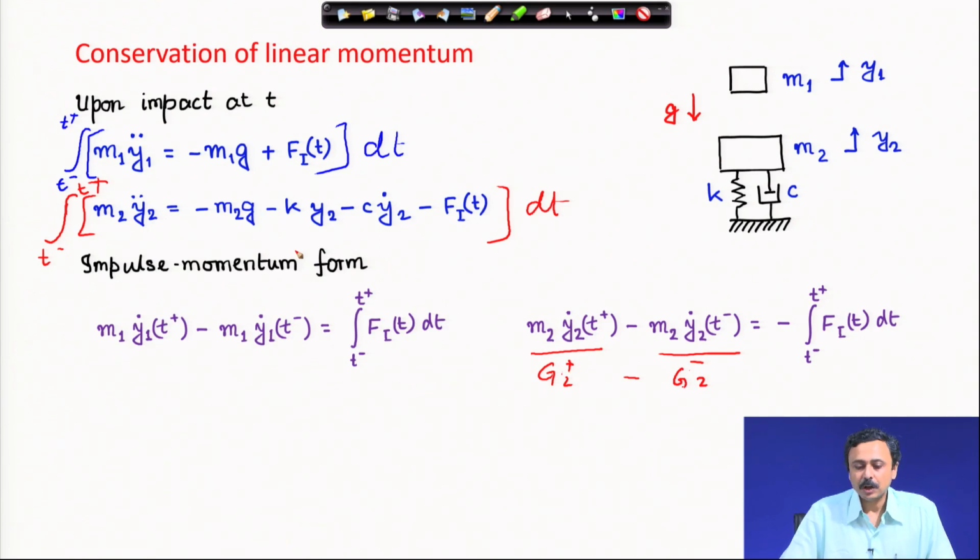Similarly, the mass m2 was, let us say, at 0 velocity, at rest, and it will hardly have time to move when that impulsive force has acted over that very short duration. It will hardly have the time to gain velocity and contribute to any change in linear momentum. Therefore, these terms m2 g, k y2 and c y2 dot will not contribute to the change in momentum of mass 2; it is only the impulsive force which contributes.